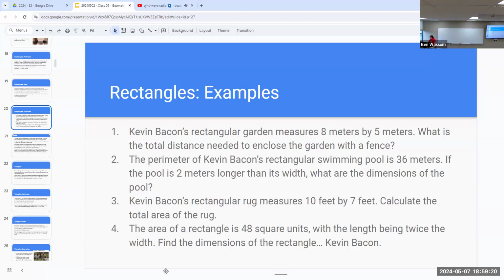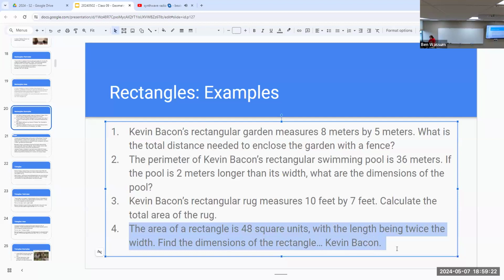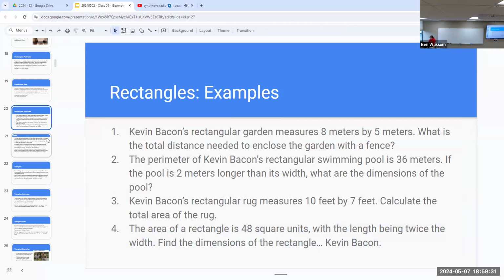I literally was like, how do I fit Kevin Bacon into this last one? Because it didn't have anything to do with actual, like physical things, and then I just, whatever, Kevin Bacon. I'm an adult.